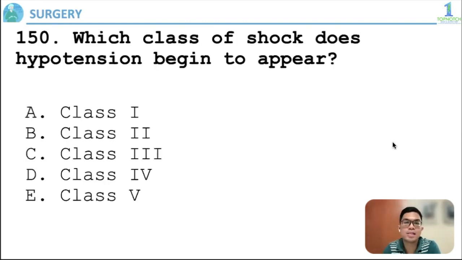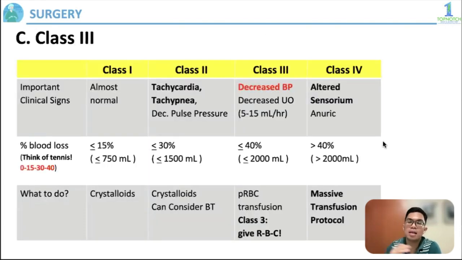Okay? Next question, which class of shock meron ng hypotension? Alam na dapat natin to, it's your class 3 shock, okay? So there's a table in your handout. I've tried to simplify it based on the important clinical signs, the percent blood loss, and the management. So class 1, the body can still compensate. So there's almost no clinical findings. Pag class 2 na, there's already tachycardia and tachypnea. Yun yung important sign niya, tachy and tachypnea, but not yet hypotensive.